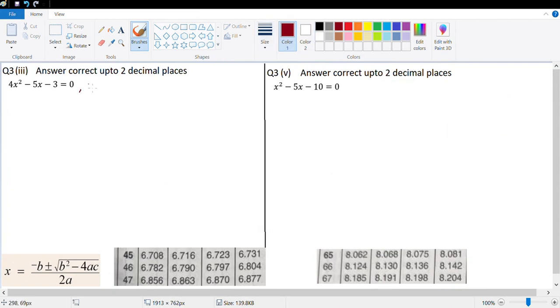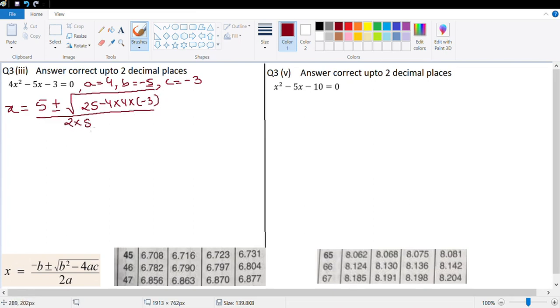Again, let's find it. A is equal to 4, B is equal to -5, C is equal to -3. X is equal to minus B, which is minus of -5, that's 5, plus minus the square root of B square, that's -5 square, that's 25, minus 4 into 4 into -3, upon 2a, which is 2 into 4. So that is 5 plus minus the square root of 25, that's minus 4 into 4, that's -16, -16 into 3, that's -48 with a negative sign, which means plus. So that's 48.